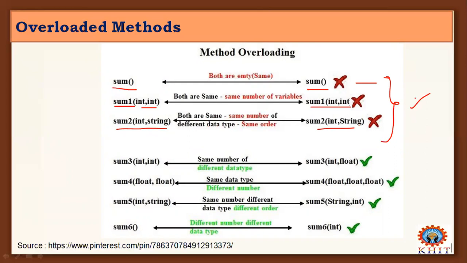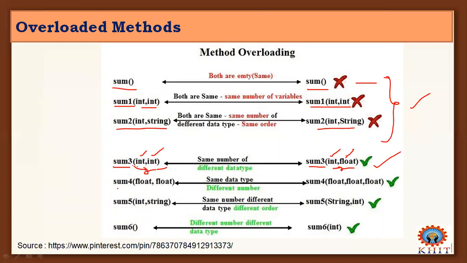error. Whereas coming to here, the function name is sum3, and here also sum3, with the same number of parameters, 2 here and 2 here, but different data types: here int and float, and there int and int. This way you can overload a method. It means you can use the same function name here. This is a valid method overloading.